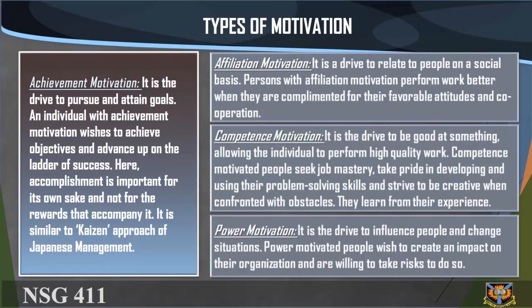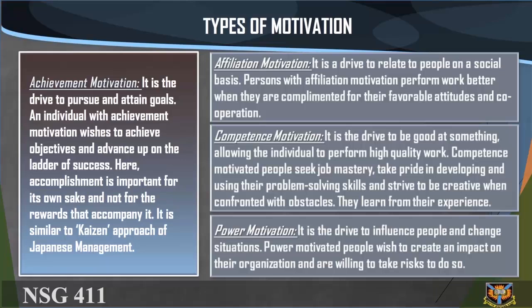Types of motivation. 1. Achievement motivation. It is the drive to pursue and attain goals. An individual with achievement motivation wishes to achieve objectives and advance up the ladder of success. Here, accomplishment is important for its own sake and not for the rewards that accompany it. It is similar to the Kaizen approach of Japanese management.